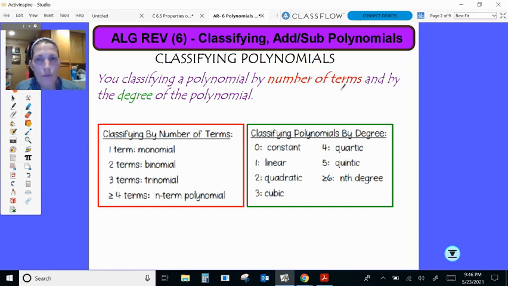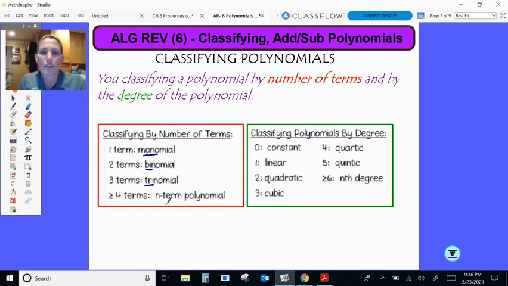So classifying a polynomial, we classify by the number of terms and by the degree of the polynomial, okay? So by the number of terms, if we have one term, it's a monomial because mono means 1, right? If it's 2 terms, it's binomial because bi means 2. Trinomial is 3, and then 4 terms or greater, we just start calling it a 4-term polynomial, a 5-term polynomial and so forth.